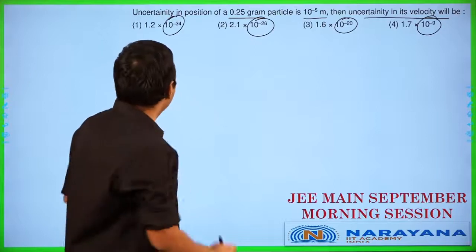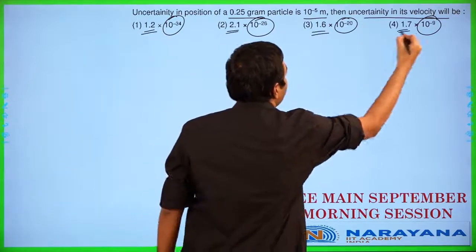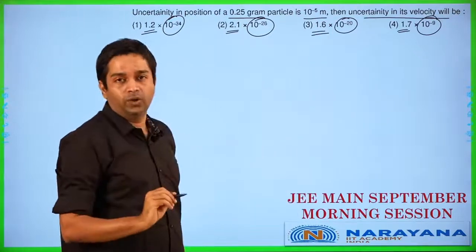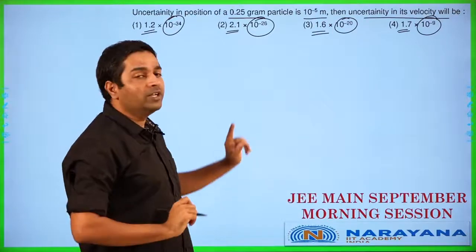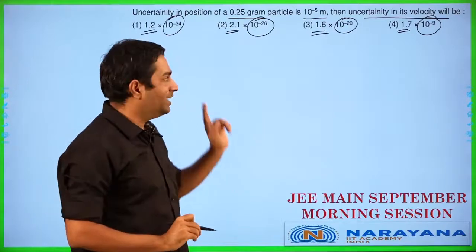So do not waste your time calculating whether it is 1.2, 2.1, 1.6, 1.7. That is not what they are testing over here. They are testing whether you have the common sense to go and proceed and solve the question as quickly as possible. That is what is being tested in this case.